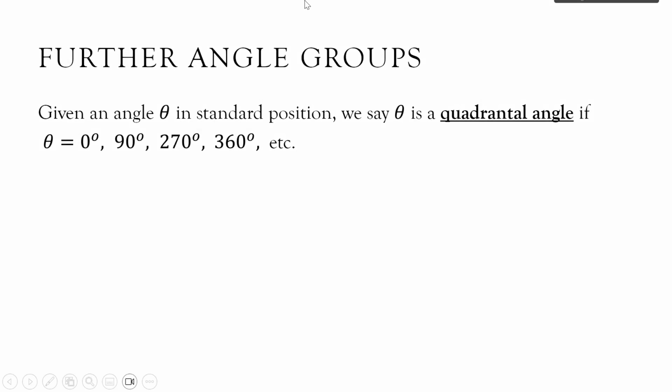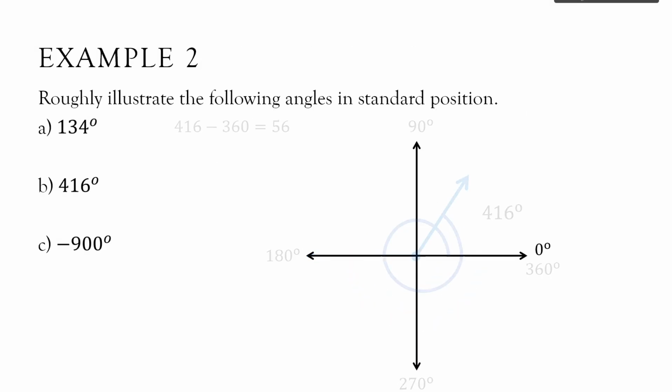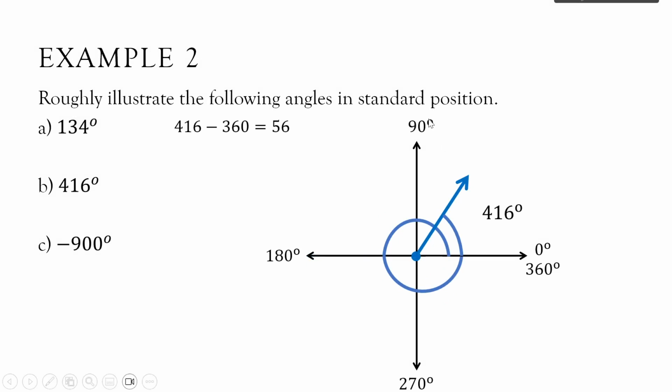So the next angle groups that I want to talk about are what we call the quadrantal angles. An angle theta, if I have an angle that's in standard position, it's a quadrantal angle if it is 0, 90 degrees, 180, 270 degrees, 360 degrees, or any equivalent angles. So there is a reason why in these previous examples, let me go back 2 slides, that I labeled my 4 sides like so, where I had 0, 90, 180, 270, 360.